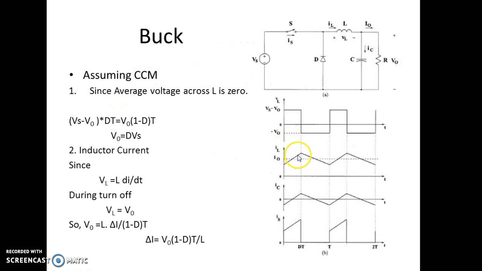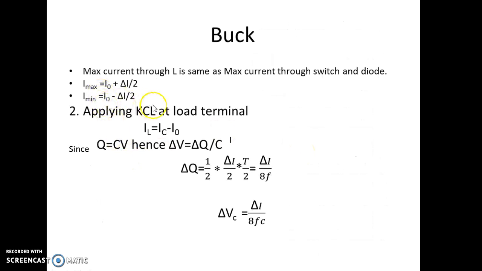The maximum current, since the average load current is equal to the average inductor current, so I0 will be the average of this inductor current. I0 plus delta I by 2 will be the maximum current through the inductor, the maximum current through the switch, and the maximum current through the diode. And similarly the Imin will be this point, minimum and maximum. This is the maximum. So you will get this.